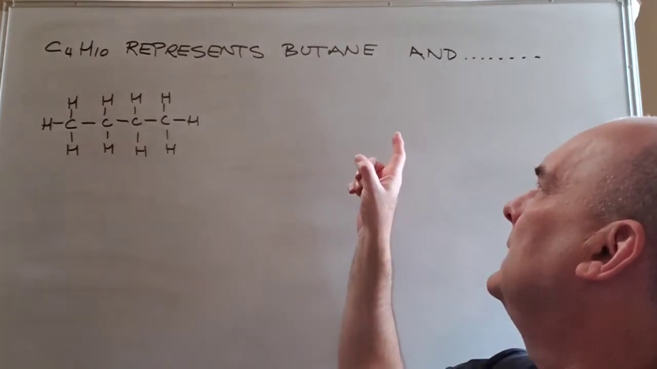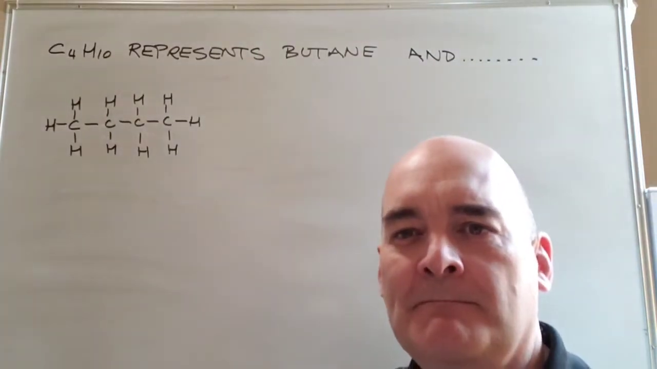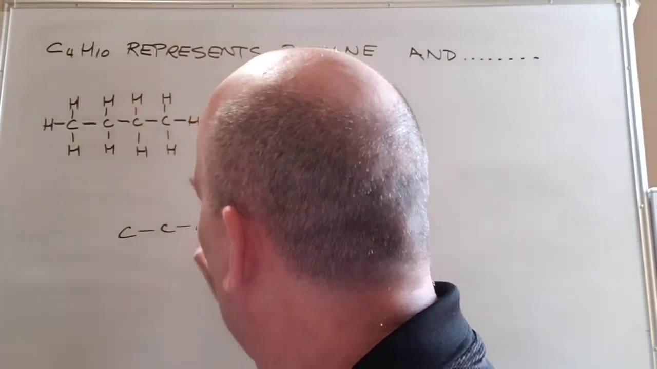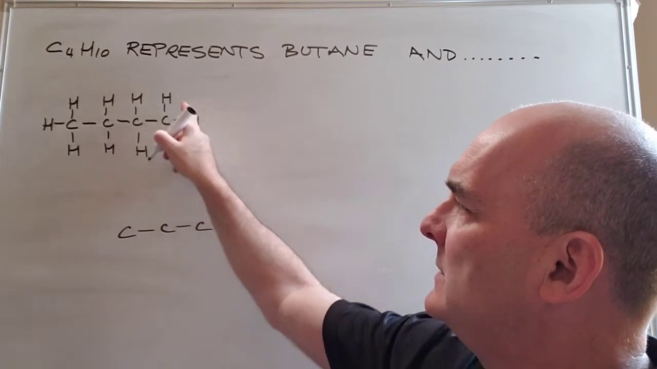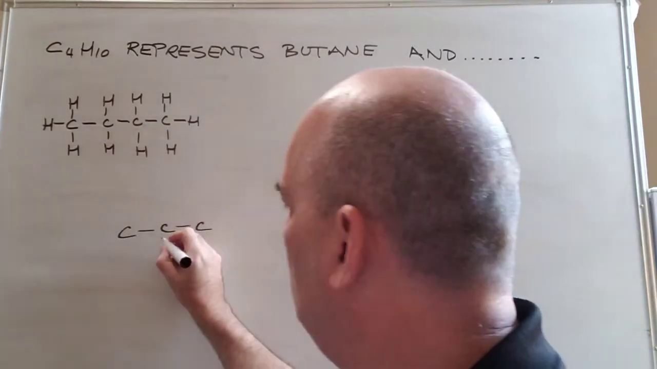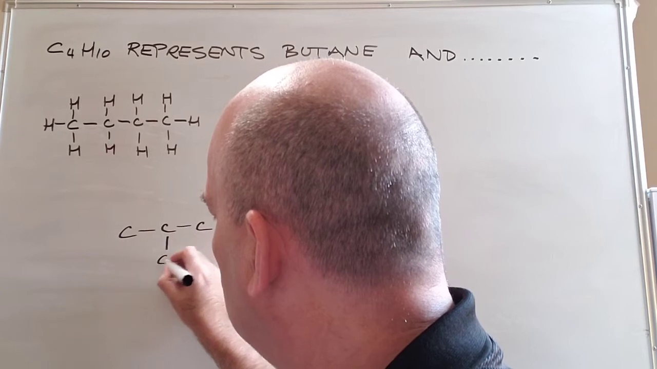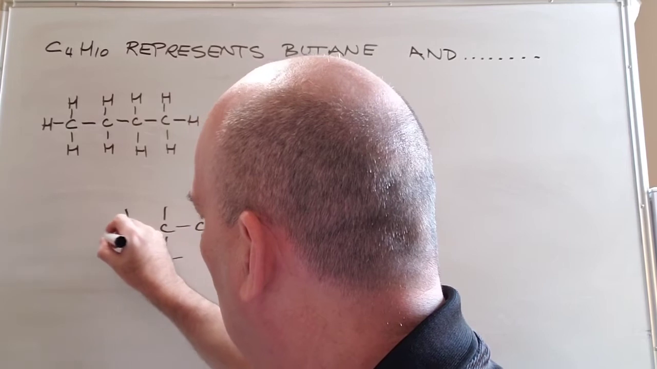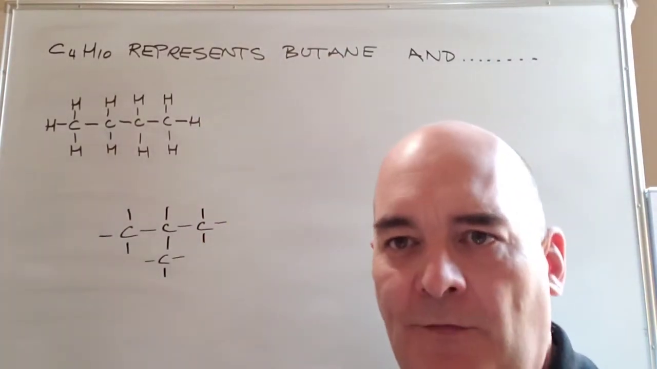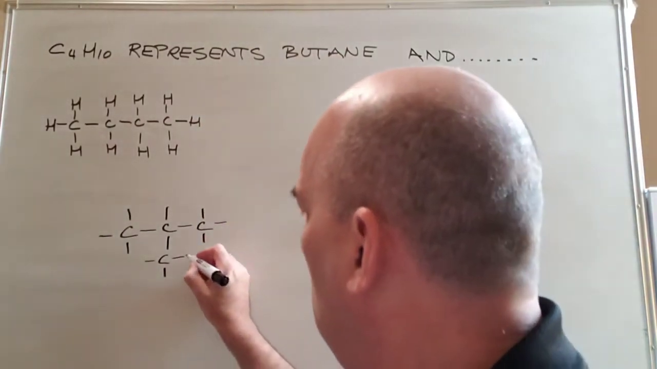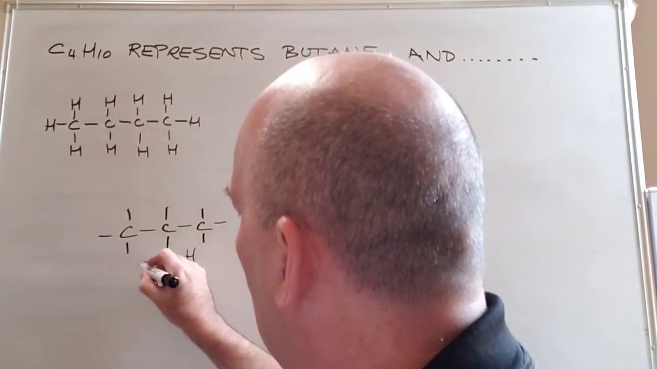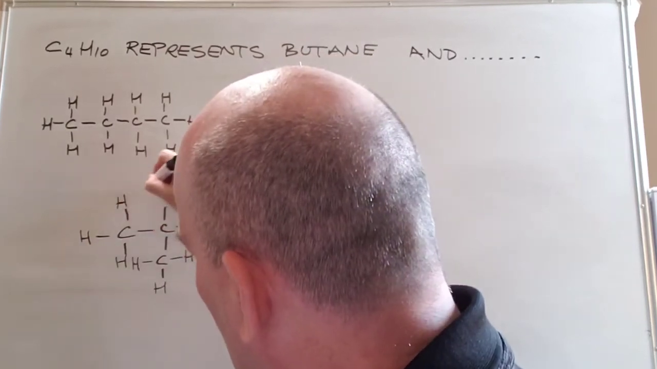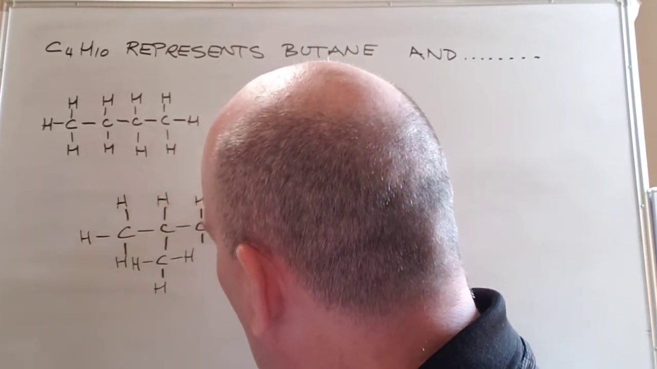C4H10 represents butane, and what if I took this end carbon off and moved it to a new place? The rules for organic chemistry are very, very simple and really quite strict: carbon has to always have 4 bonds, and hydrogen can only ever have 1 bond.